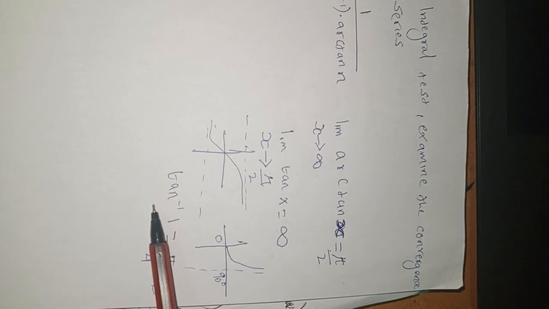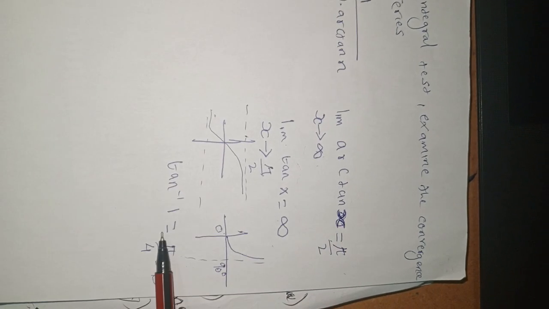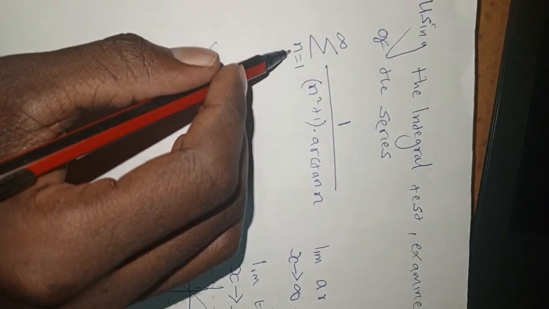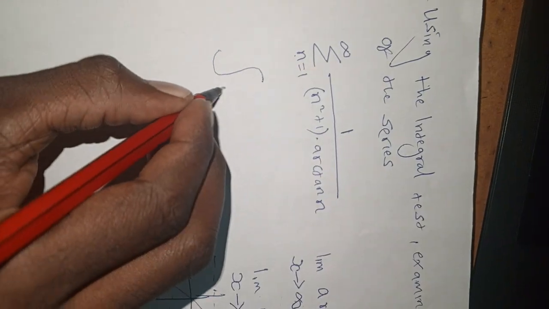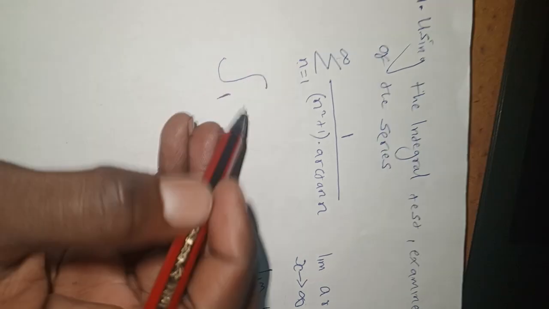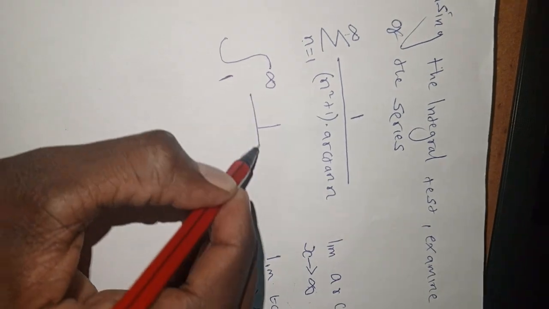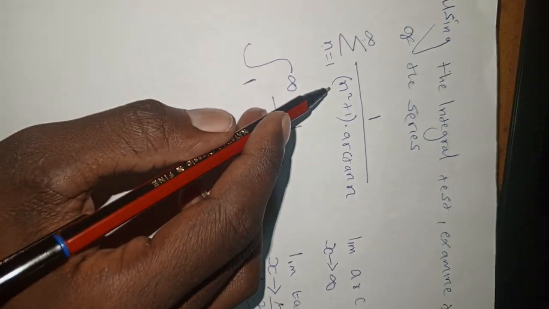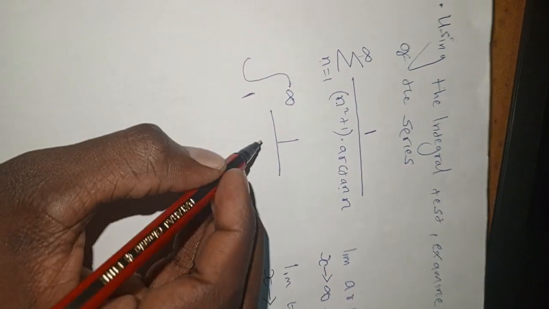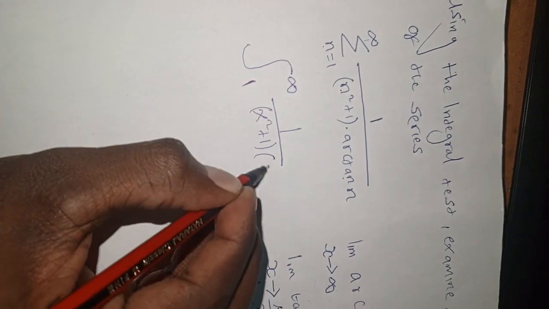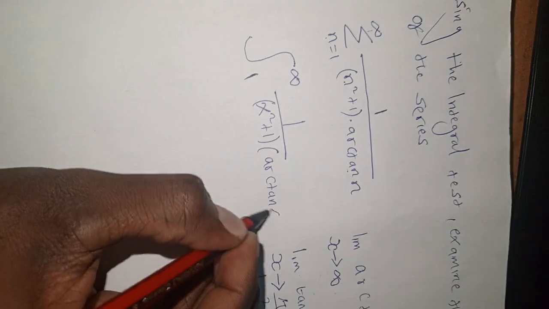Now, since we know this, we can come and try to solve the series. We are going to solve this using the integral test. The integral test will take our bounds. As n equals 1, this is going to be our lower bound, and as it goes to infinity, that is going to be our upper bound. Then 1 over, and see what I'm going to do, I'm going to replace wherever there is n with x. So this is going to be x squared plus 1 multiplied by arctan x.